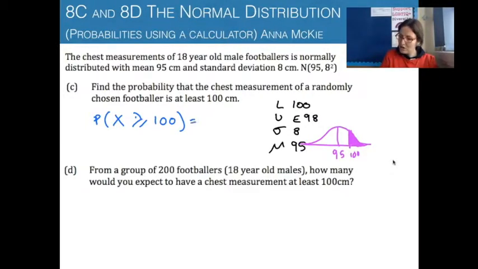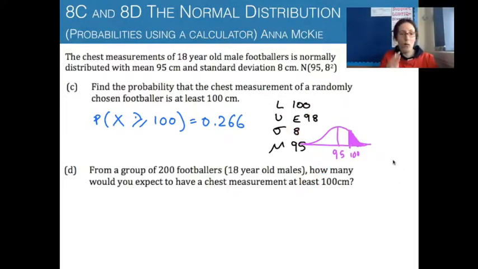I will tell you that the answer for that is 0.266, and I'll leave you to check that one on your calculators. From a group of 200 footballers, assuming the 18-year-old males, how many would we expect to have a chest measurement of at least 100 centimetres? You'll notice the connection here. We've already worked that out.